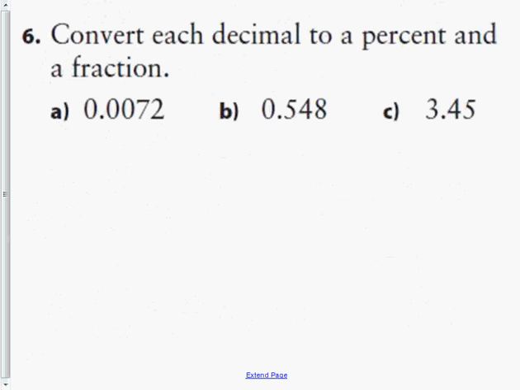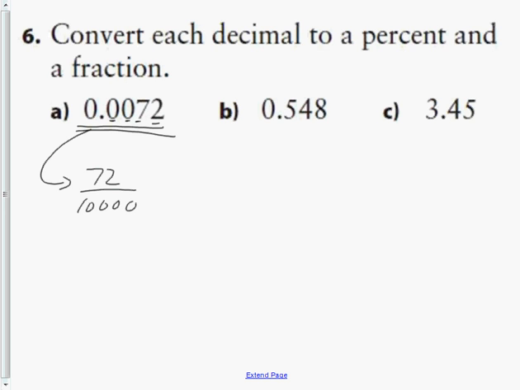Question 6 gives you a decimal. It asks you to make a percentage and a fraction. So the first thing I'm going to do is make the fraction, because that's the easiest thing to do. If I read this decimal, this is tenths, hundredths, thousandths, 10 thousandths. We have 72 10 thousandths. So there's your first answer. Okay, that's it as a fraction.